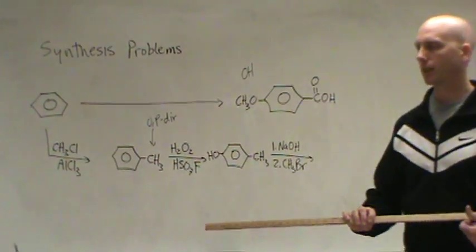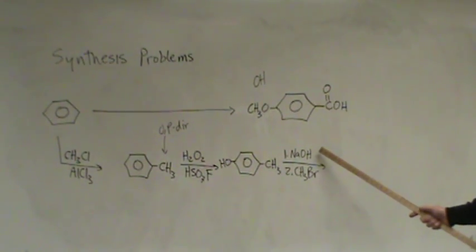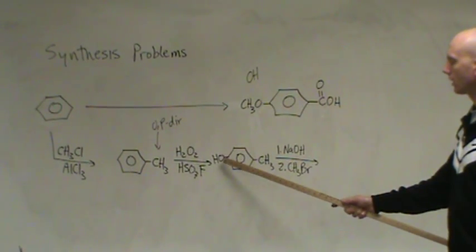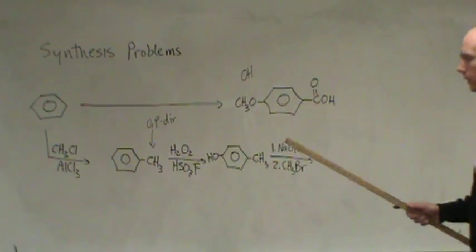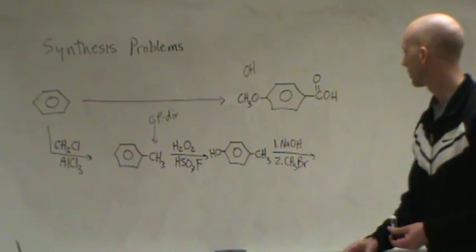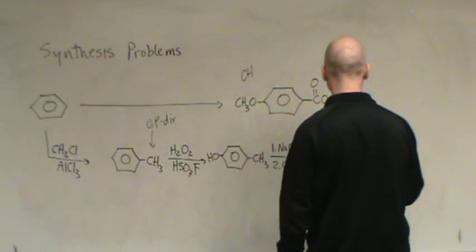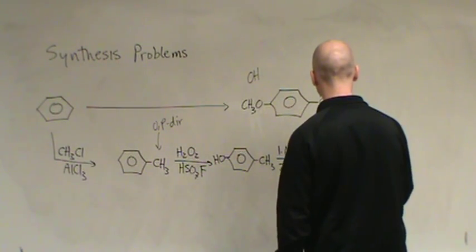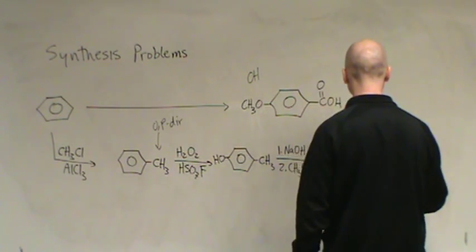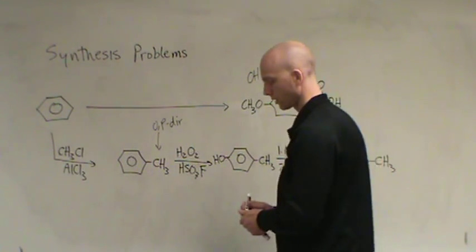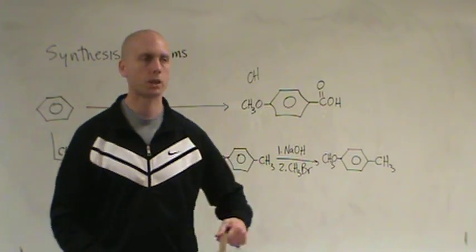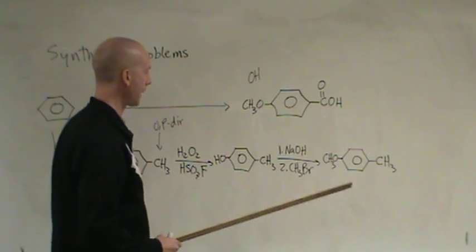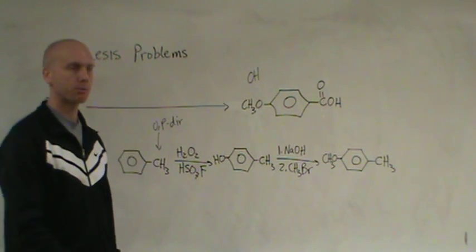These two steps here like this. Okay, so remember I used the base to deprotonate to make the phenoxy, and then that oxygen will do a substitution reaction. Okay, so we're almost there. So here we have para-methyl anisole at this point.